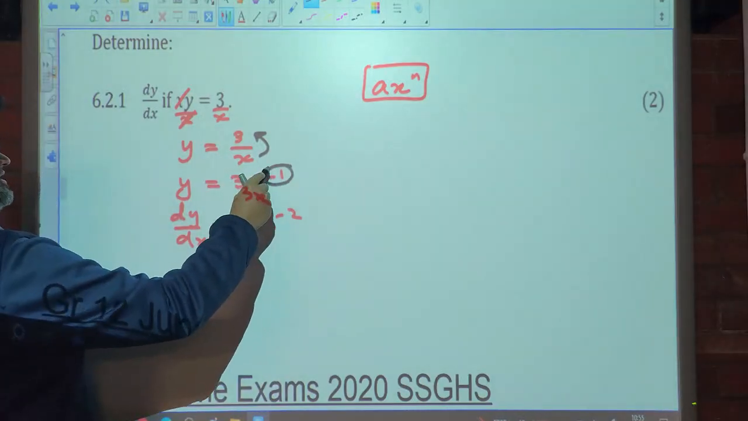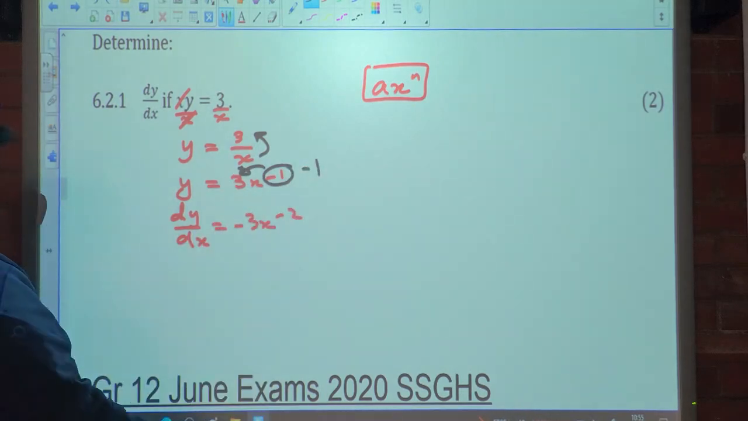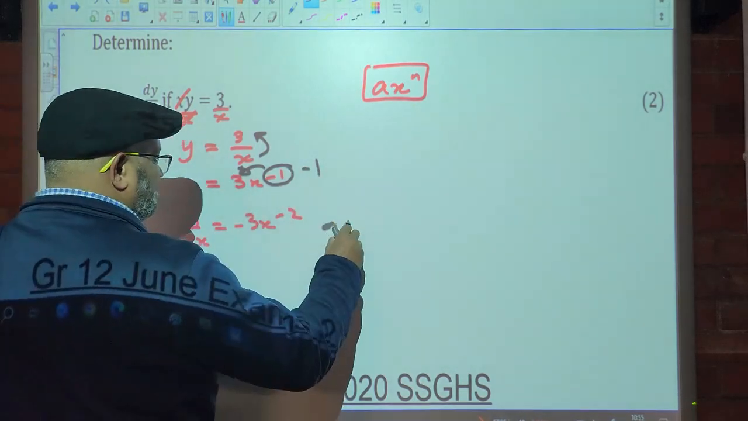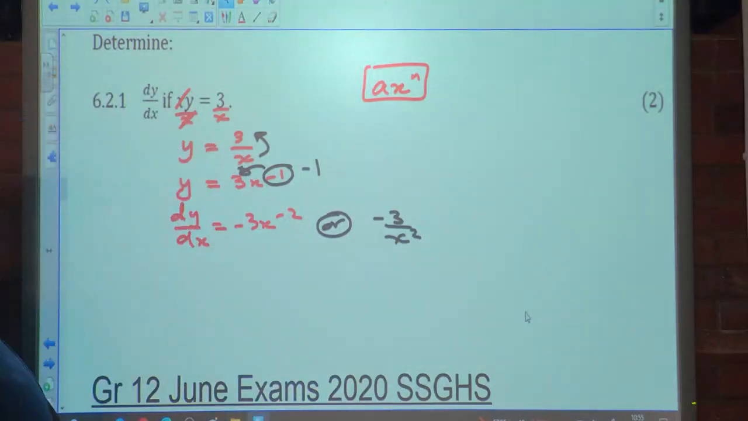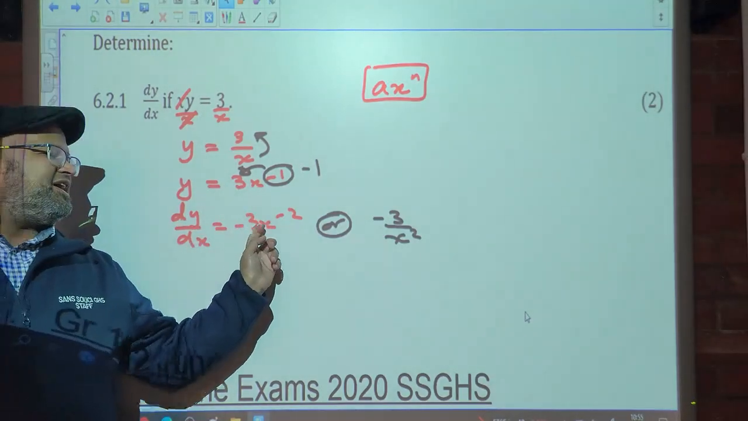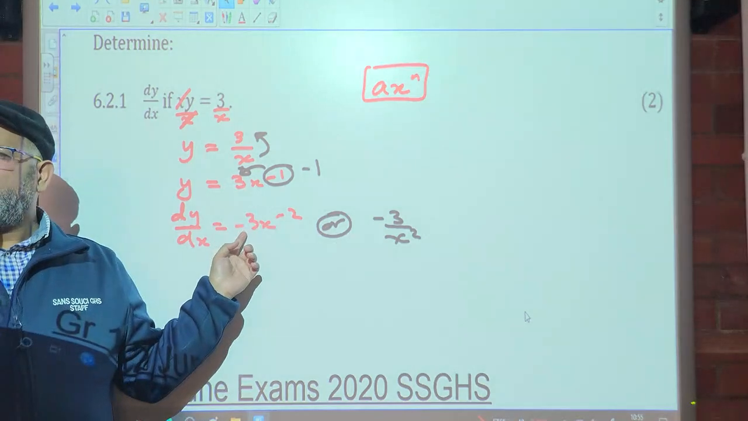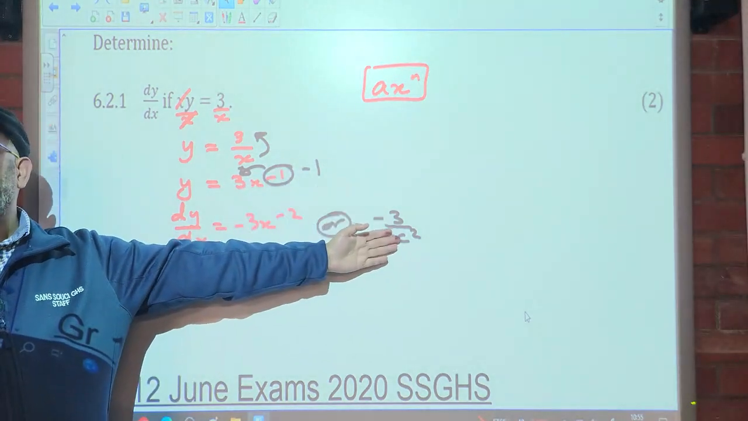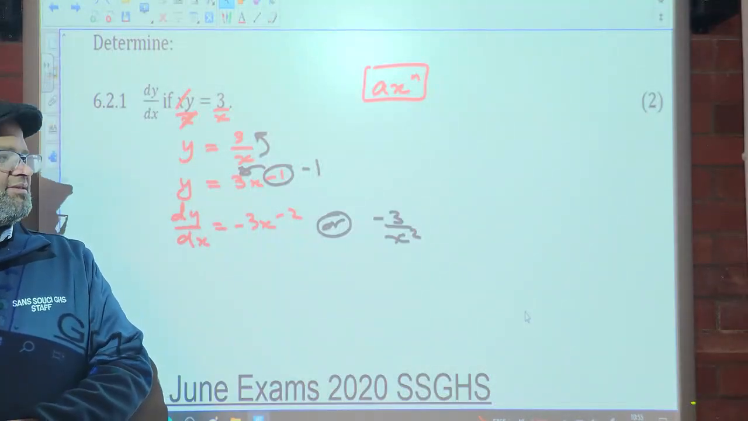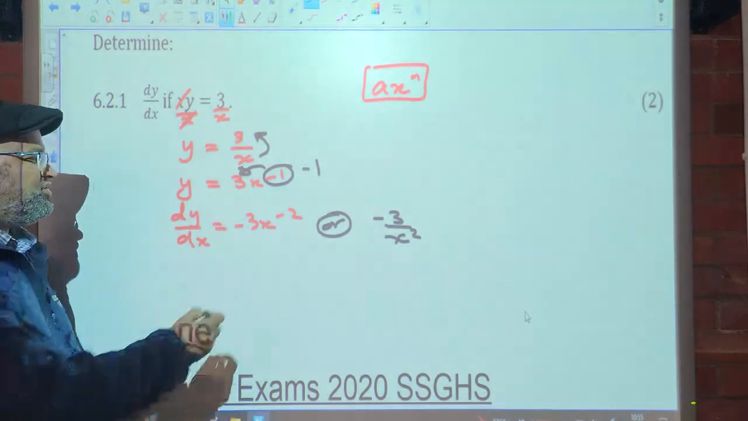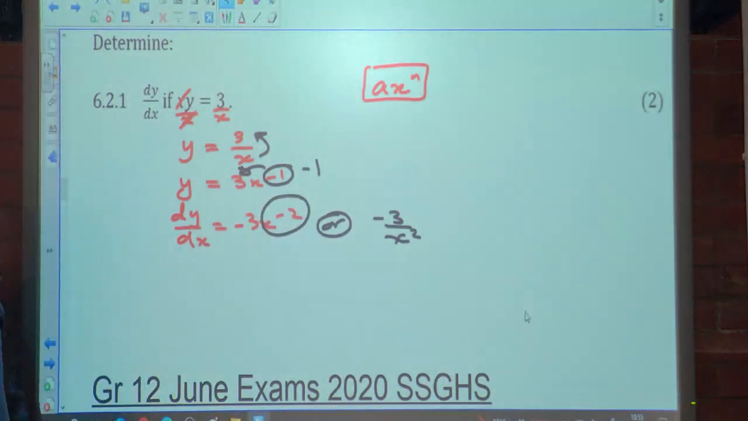Remember, the exponent gets multiplied by the coefficient and then you subtract 1. So I can leave it like that, or I can write it as negative 3 over x squared. Either one gets you the mark. But if you don't know how to do this and you're bringing the 3 down, rather leave it like this. Because if you're going to bring the 3 down and say negative 1 over 3x squared, you're going to lose a mark. But people, this only applies to the x. So only the x comes down.